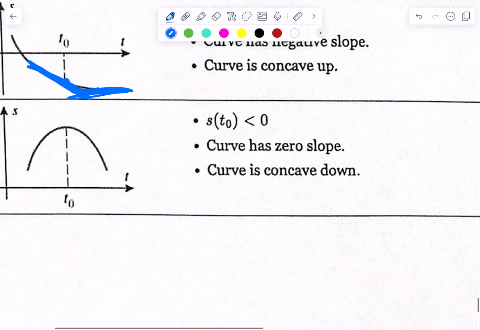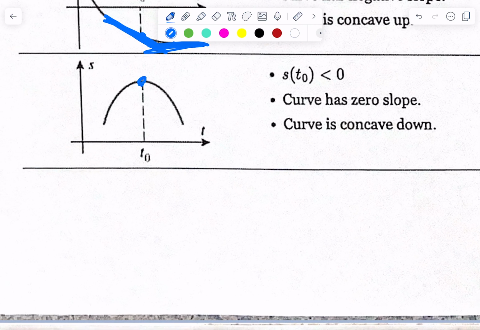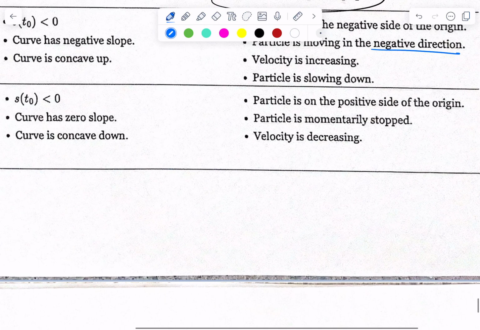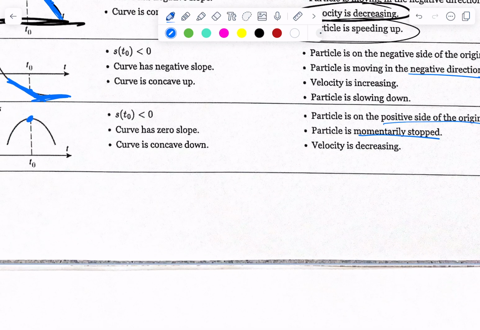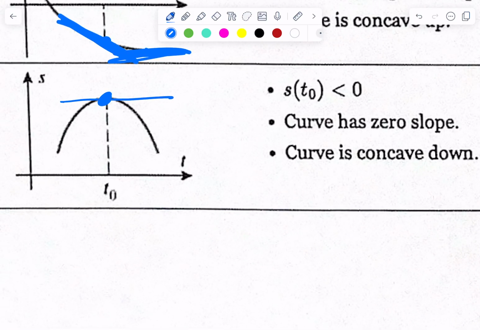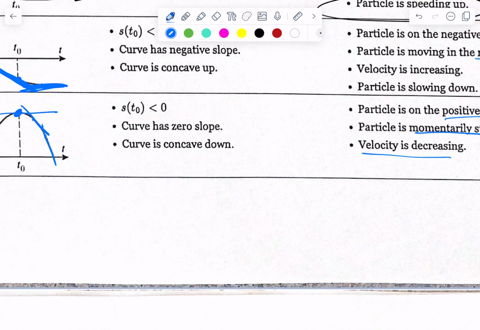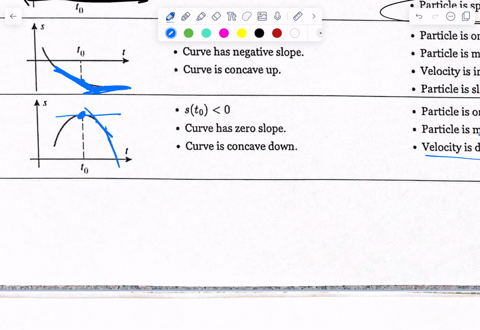Okay, this one, we're at the top of the hill, which means my curve has zero slope. The curve is concave down. The particle's on the positive side of the origin, which means I'm at the top of the hill. The particle is momentarily stopped. Do you see that? I am momentarily stopped, but they say that my velocity from here is decreasing because here I'm at a flat, and now I'm going downhill. But wait, shouldn't that mean that my velocity is... Oh, it has been decreasing. My velocity is decreasing up to this point.